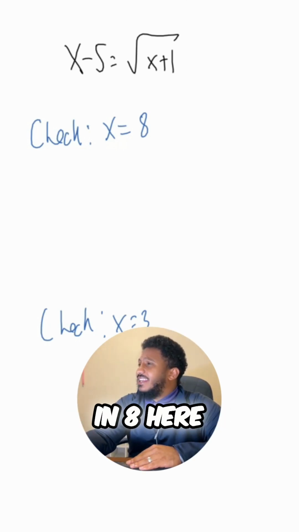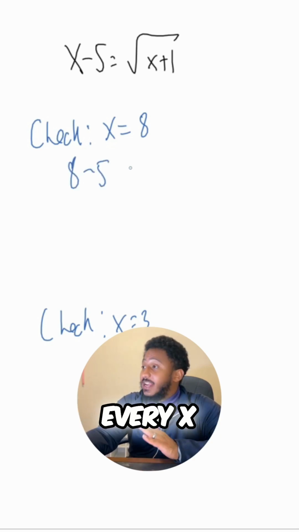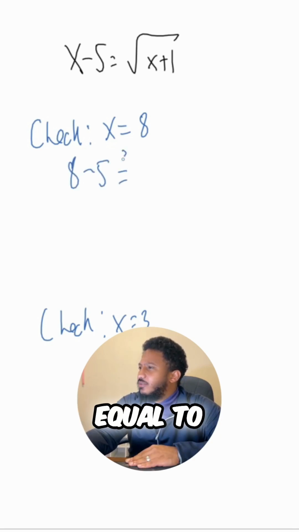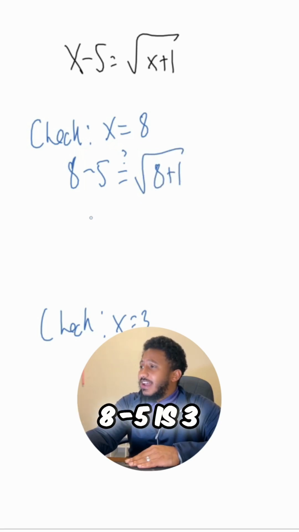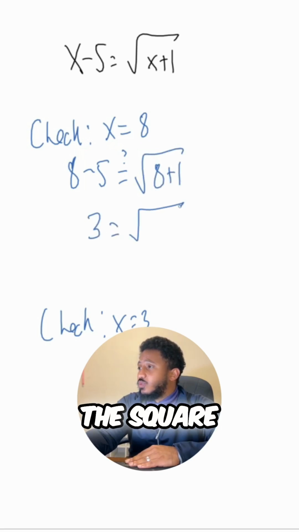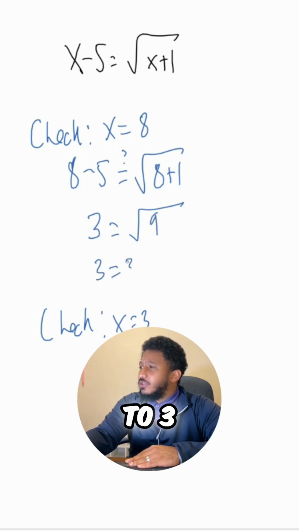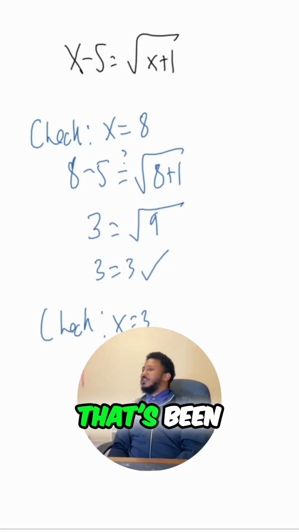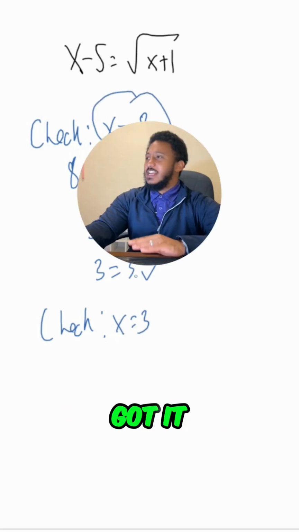If I plug in 8 for every x, I get 8 minus 5. Is that equal to the square root of 8 plus 1? 8 minus 5 is 3. Is that equal to the square root of 9, which is 3? Is 3 equal to 3? It surely is. So we know 8 is a solution to this equation.